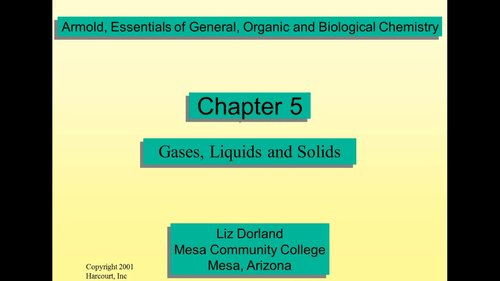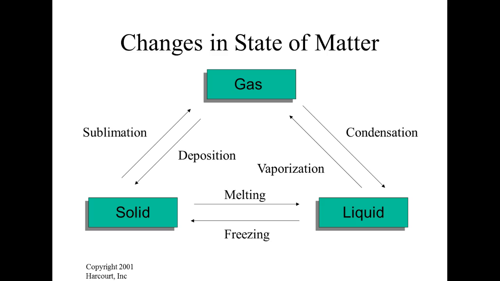So this is going to be chapter 5, and we're going to talk about gases, liquids, and solids. This chapter has quite a bit of math for the gas laws, so we need to get you guys going on that. We're going to talk about 3 states of matter in this class. We've talked about them a little bit before, but now we're going to go in depth. And we're going to talk about when we change from one state of matter to another.